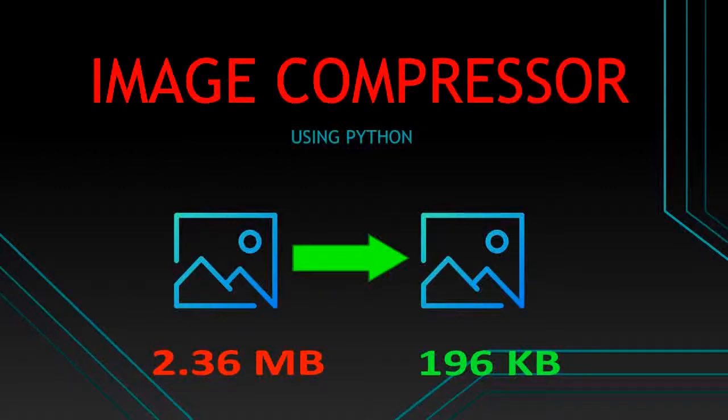Hello there, this is Prince back again with another tutorial regarding image compressor using Python. In this tutorial you can see that an image of size 2.36 MB is reduced to nearly about 196 kilobytes without decreasing any of its quality. So here we start.